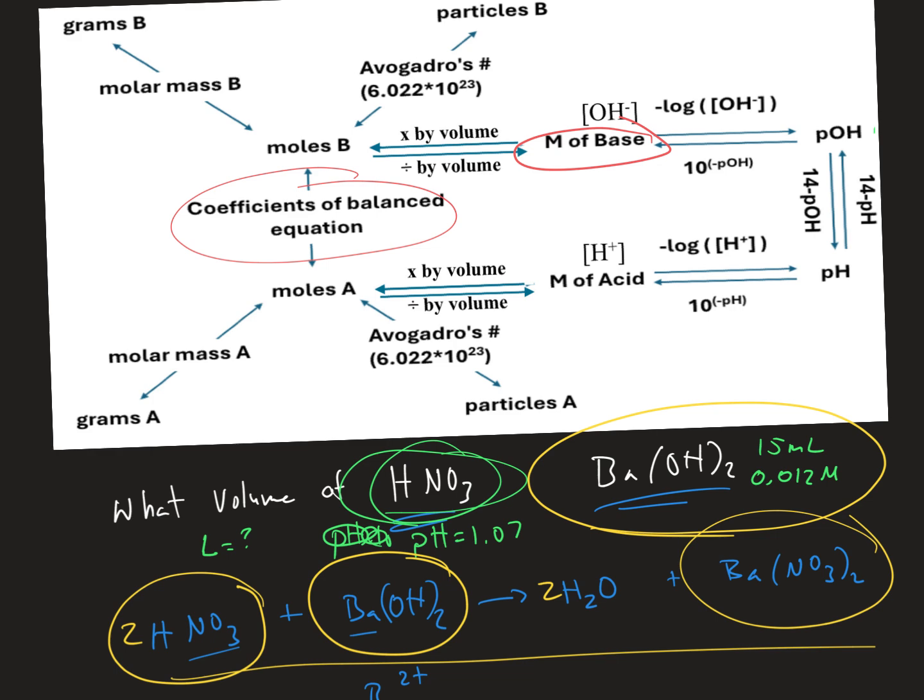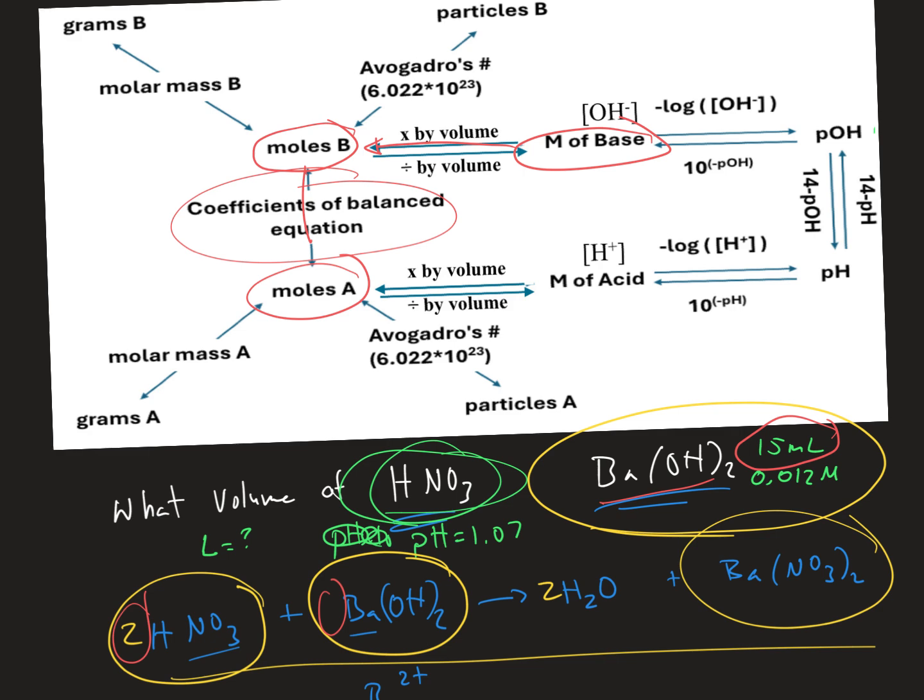So we can take our molarity and multiply by our volume. Make sure our volume is measured in liters, so we have to convert that into liters. And then that's going to give us moles of BaOH2. Then we use the mole-to-mole ratio here. It's a 2-to-1 ratio to get to moles of HNO3.